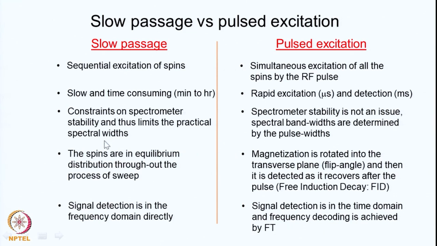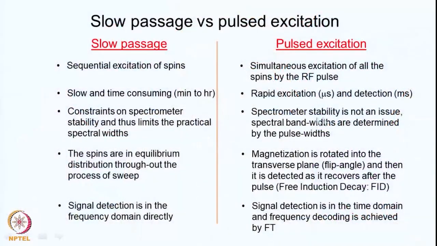The slow experiment puts lots of constraints on spectrometer stability and thus limits the practical spectral widths, because if you have to scan through a 10 ppm range, which is about 1000 hertz in the case of proton for a 100 megahertz spectrometer, we said it will take 15 to 16 hours. And then if you have to signal average with a larger number of scans, then it can take 1500-1600 minutes. That puts a heavy constraint on the spectrometer stability. It has to be stable, producing the same kind of magnetic field, and there should be no fluctuations in the temperature around and things like that. Therefore, this puts serious limits on the practical numbers for the spectral widths.